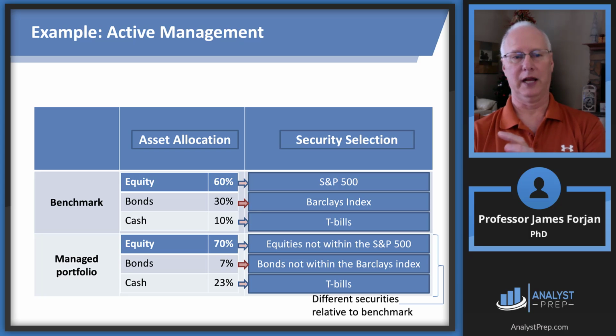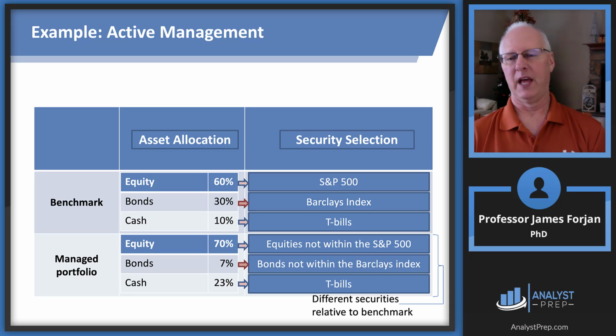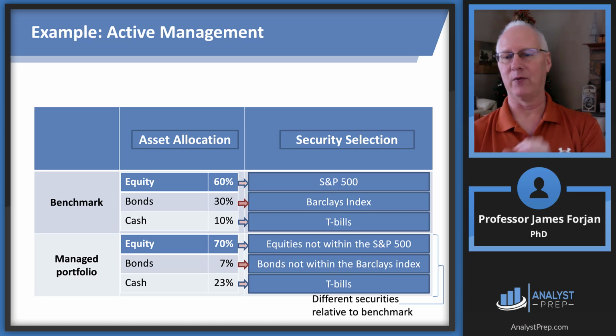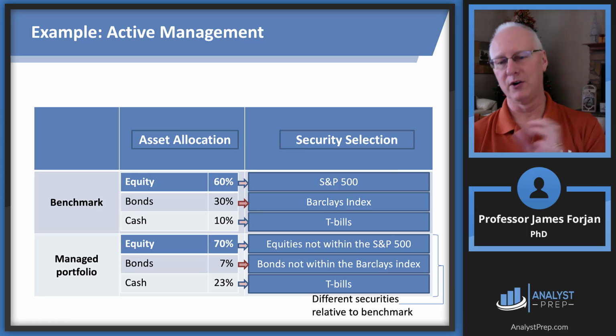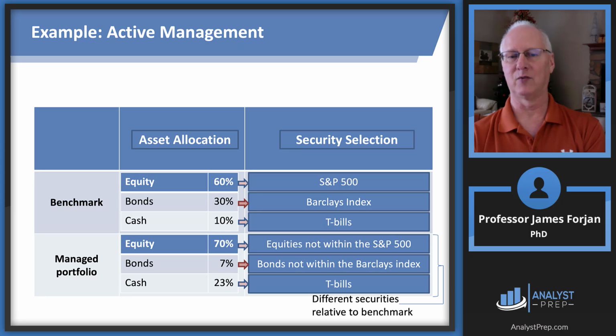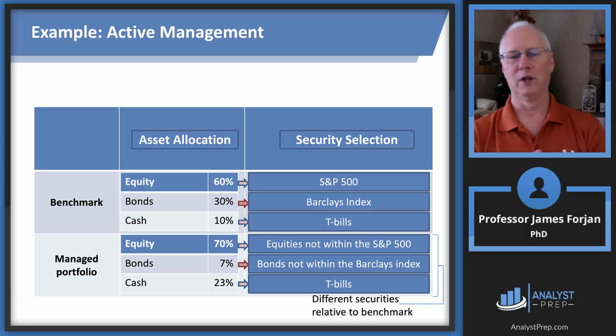Over on the security selection, our benchmark includes the S&P 500 index for the equities, the Barclays index for fixed income, and then the Treasury bill index for the cash. All right, so what we're going to do is deviate from that. We're going to put some stocks that are not inside of that S&P 500 index. We're going to invest in fixed income securities that are not part of that Barclays index. And then we're going to invest in different kinds of Treasury bills, right? Remember, there's millions and millions of Treasury bills out there. Maybe we can substitute 13-week for 26-week.